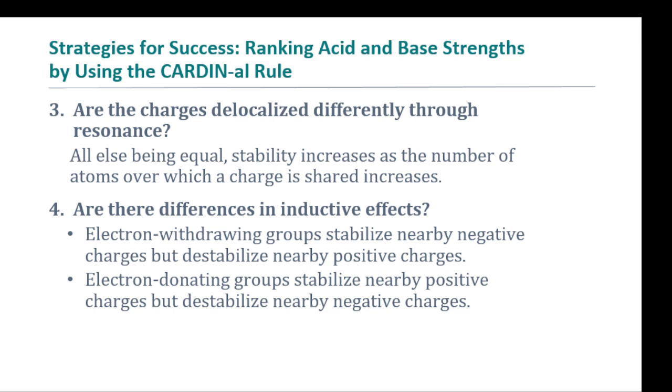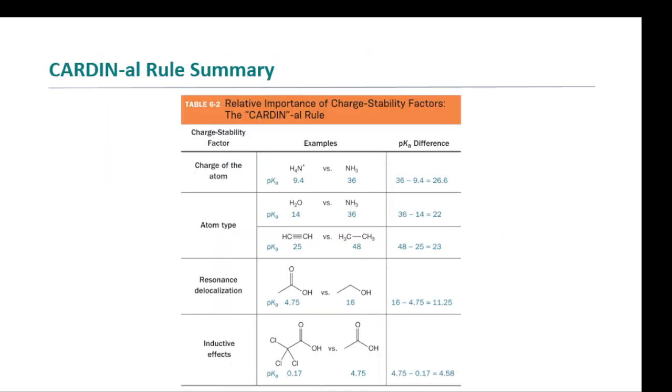Okay. Are there differences in inductive effects? If you have electron withdrawing groups, that's going to help stabilize any nearby electron-rich groups, right? Or another way of saying that is anions. Okay. If we have any electron donating groups, it's going to stabilize your positive ones because it's going to give a bit more electron density to anything nearby. Okay. And vice versa. It'll destabilize the opposite, right?